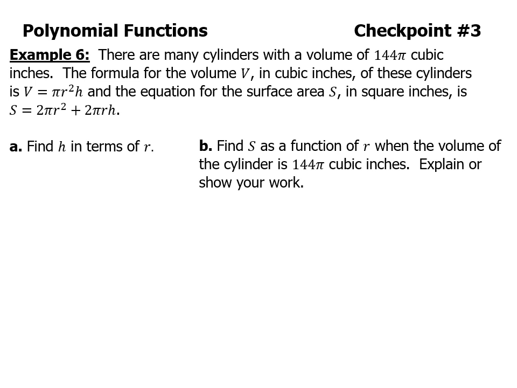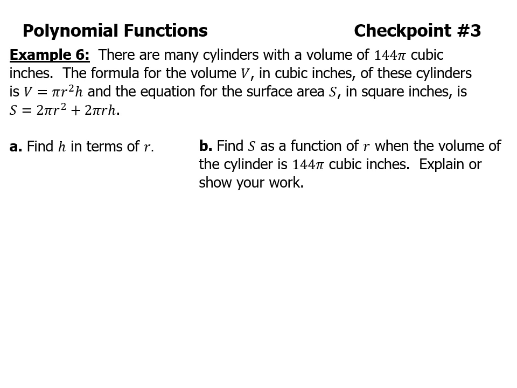So example 6, last one that we've got on here. This is working with being able to rewrite formulas. And so there are many cylinders with a volume of 144 pi cubic inches. The formula for the volume V in cubic inches of these cylinders is V equals pi r squared h. So it's the area of the base times the height, because the base is a circle. And the equation of the surface area in square inches is 2 pi r squared, so that's twice the area of a circle, that's the top and bottom, plus 2 pi rh, that's just the lateral sides.